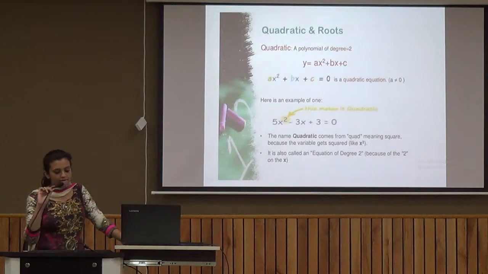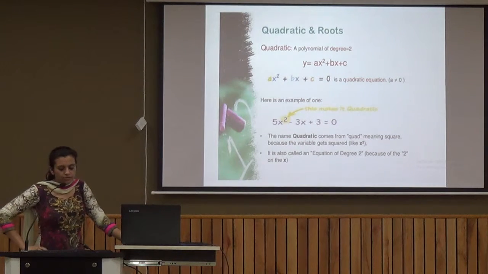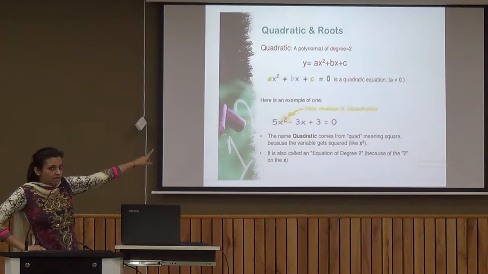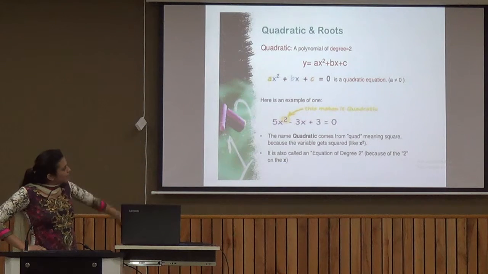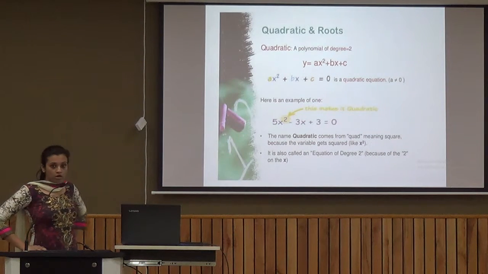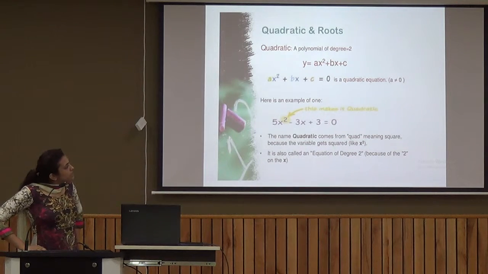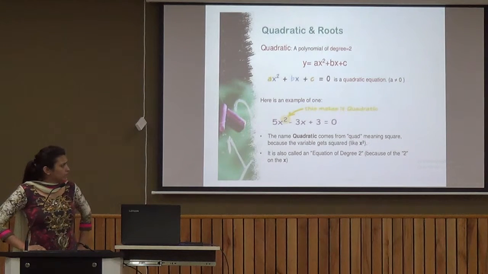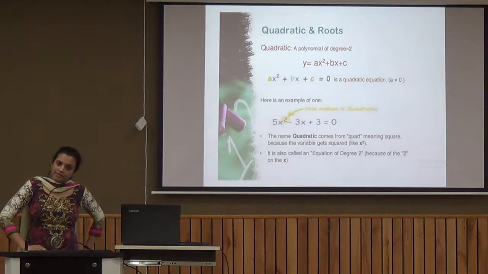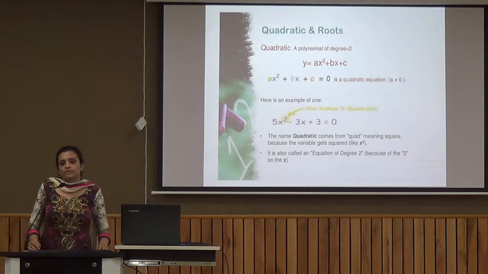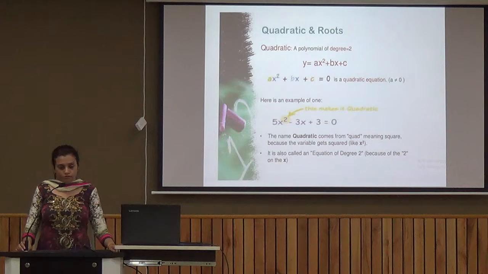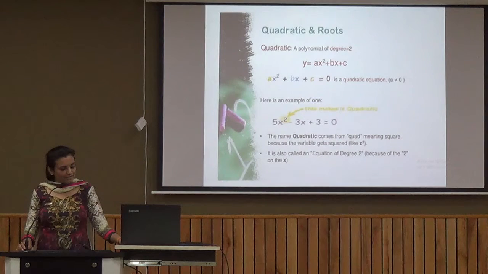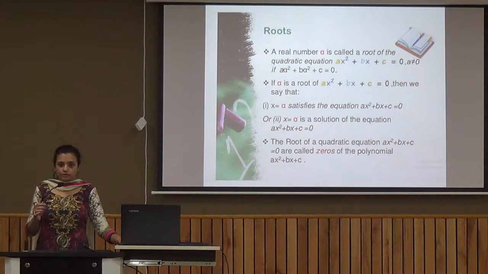Now here is an example: 5x square minus 3x plus 3 equal to 0. Can you see the x square term highlighted over there? This is the thing that makes it a quadratic. The name quadratic comes from quad, meaning square, because the variable gets squared like x square. It is also called an equation of degree 2 because of the 2 on the x. I think all this has been revised in earlier classes also, and this just forms the groundwork for the next thing. Yes, let's come to the roots.